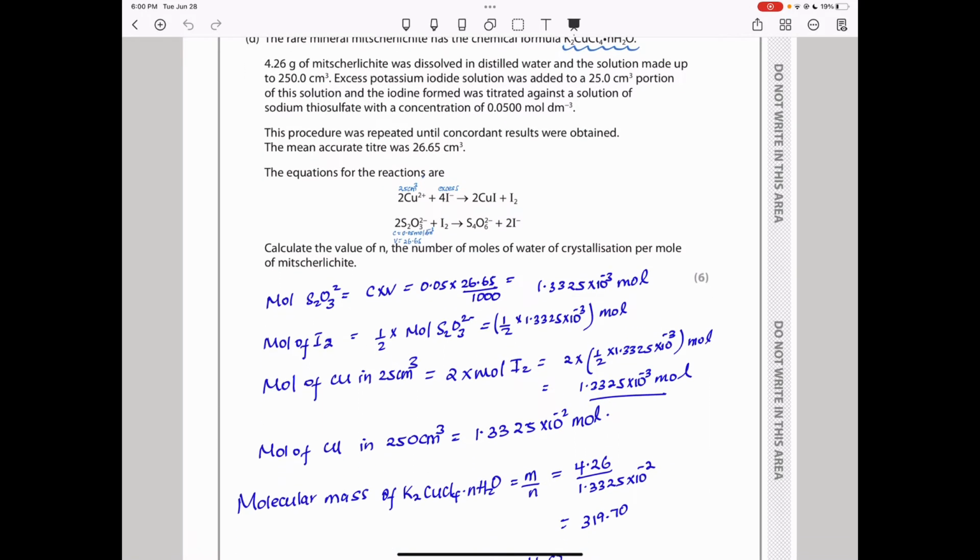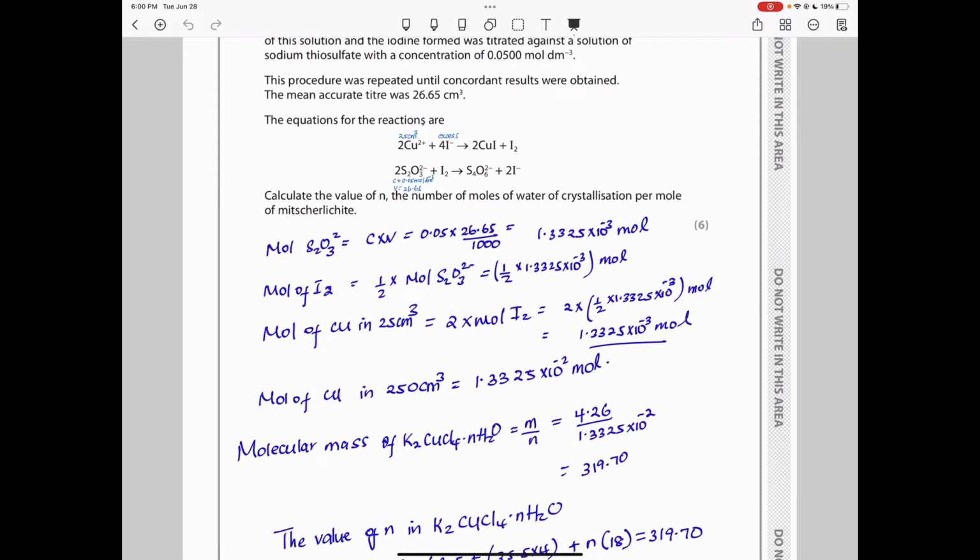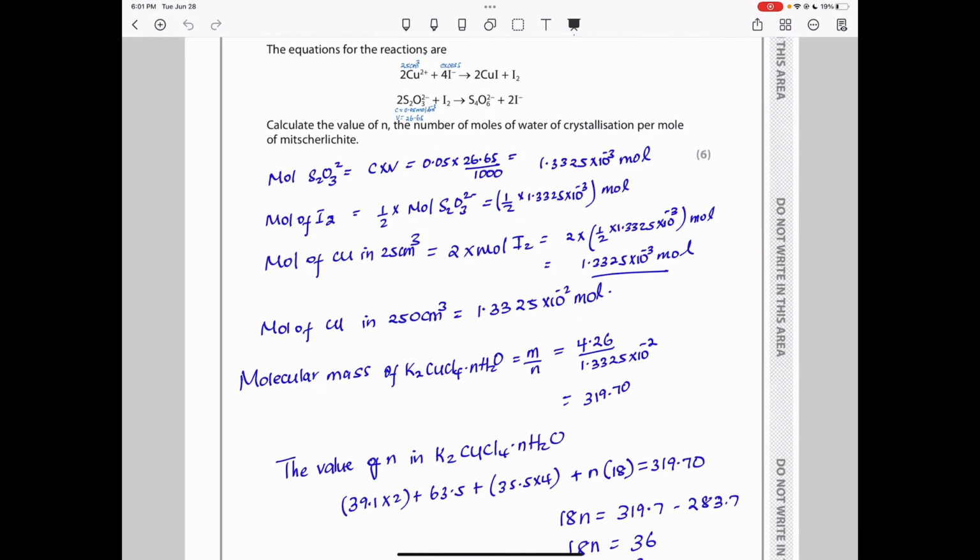Now we can scale back by multiplying that by 10 to find the number of moles present in the 250 cm³. So when I multiply by 10, I get that. Now that we know the moles, we can find the molar mass. Molar mass is mass divided by number of moles, which is the mass we're given. The number of moles is here. We can find the molar mass, which is 319.70.